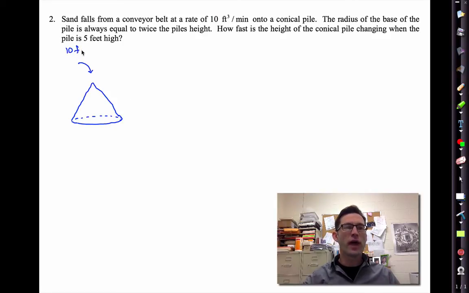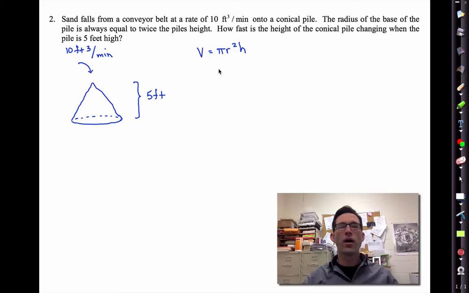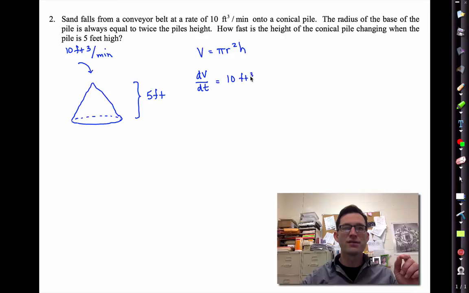So what's happening, right? We're adding sand at a rate of 10 cubic feet per minute. All right, and we want to know how fast the conical pile's height is changing when the height is 5 feet. So what we need is a formula that relates the volume to the height. So V equals pi r squared h. All right, now, like before, what we know is dV/dt. We know that the volume of the pile is increasing at a rate of 10 cubic feet per minute.